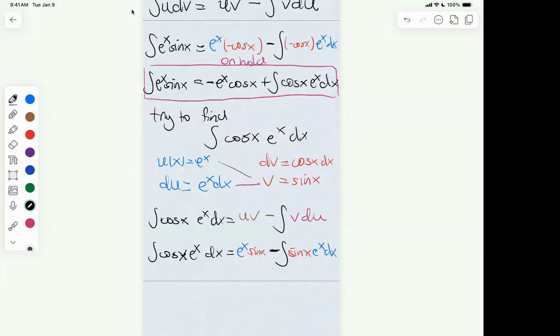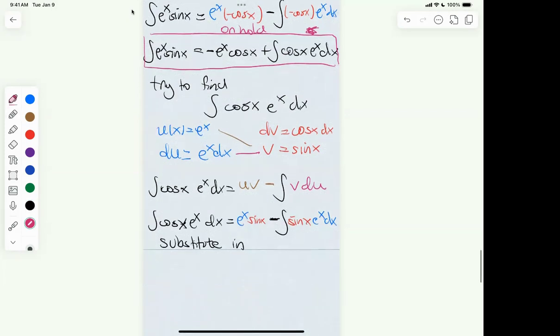So substitute this into, let's call that asterisk. If you call this asterisk, this is saying that the integral of e to the x sine of x dx would be minus e to the x cosine of x plus this integral, which we just found.